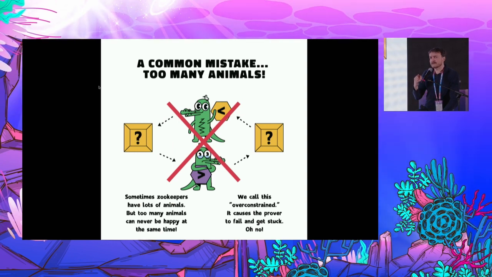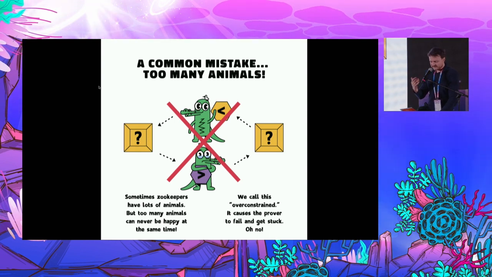Now, there can be mistakes. Right? A very common mistake is a mistake that zookeepers make. For example, imagine they put too many animals.